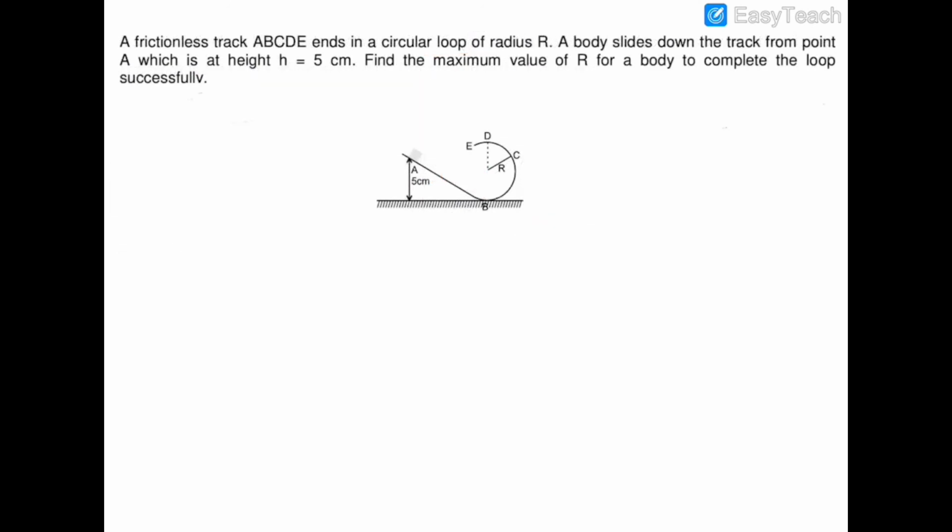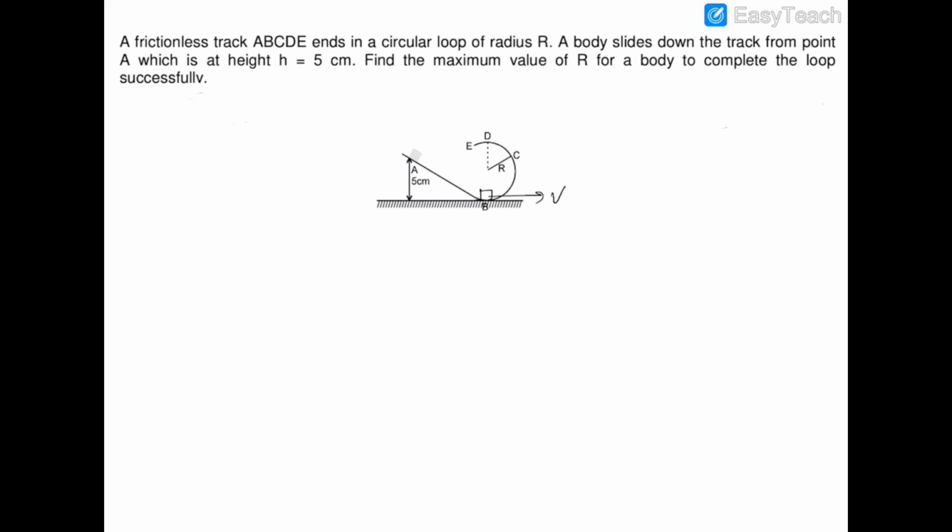In this question, there is a block in the figure shown which is released from rest from the position A as shown in the figure, and we have to find out the maximum value of R so that this block completes the vertical circle. So let's suppose that this block is released from this point and it has slid down to the position B, and the velocity of the block at position B will be V.